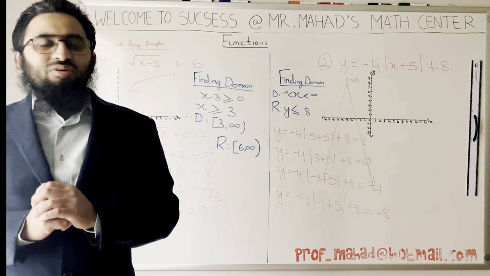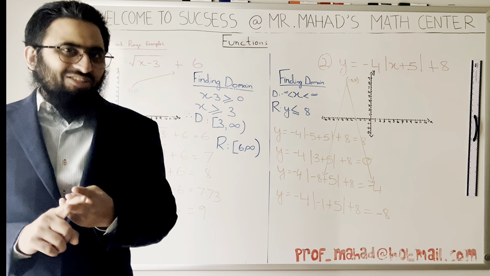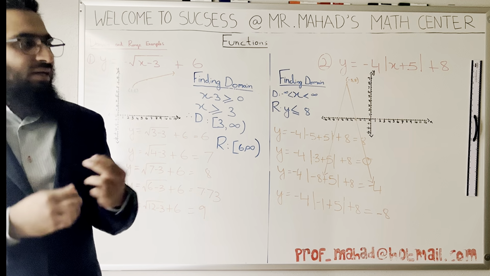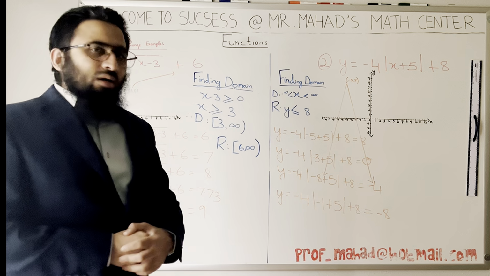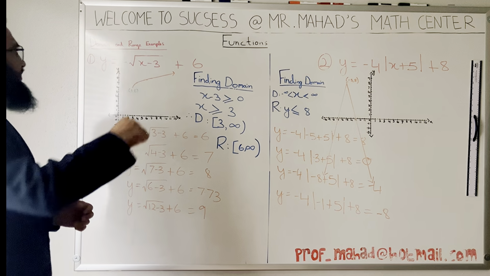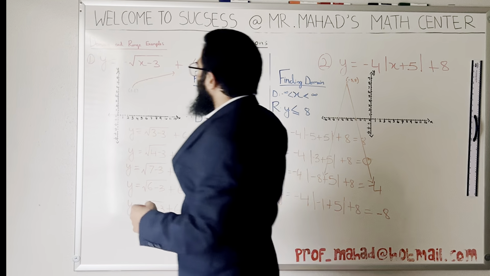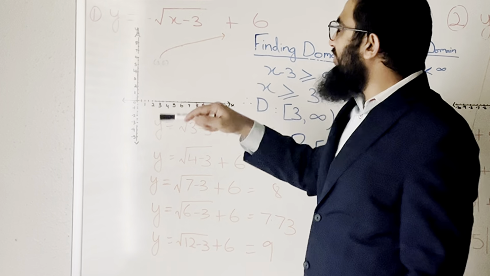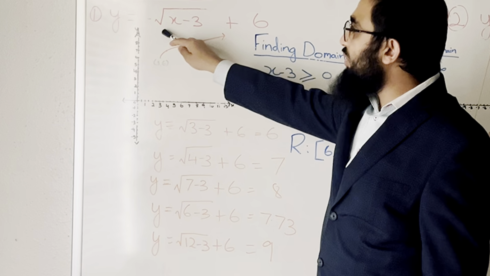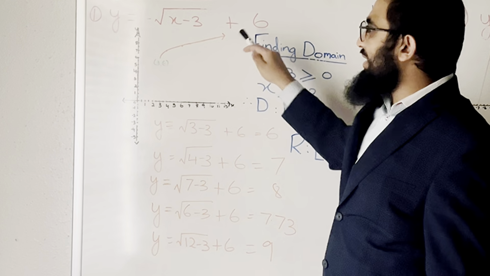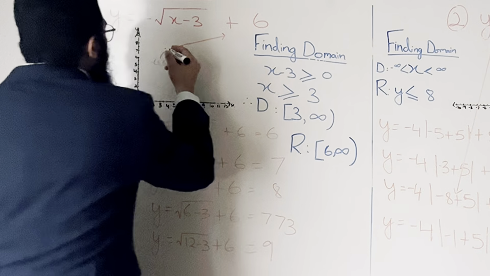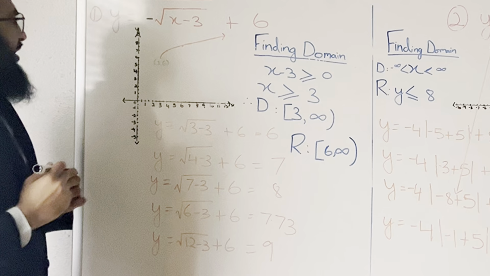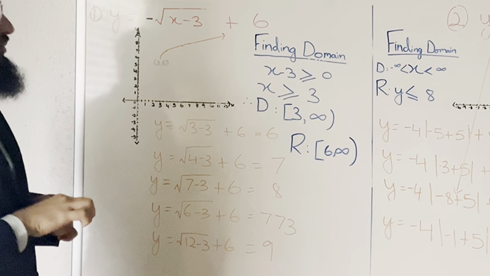Today will be our final video on domain and range, and I will be explaining domain and range with two examples, as you can see here on the board. So let's look at the first example. This is y is equal to the negative of the square root of x minus 3, plus 6. Let me make the negative dark so you know this is a negative. And let's try to figure out the domain and the range.